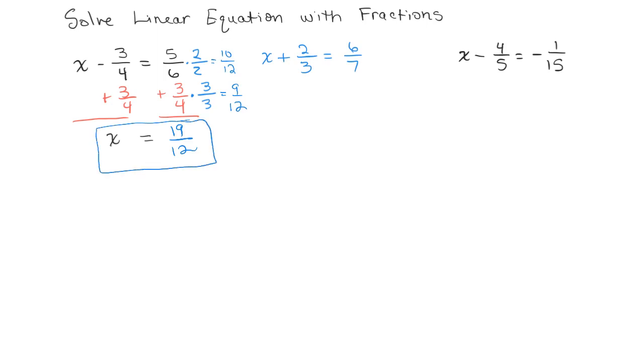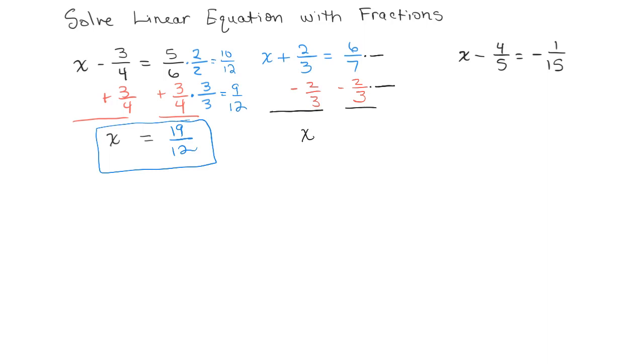All right, let's go on to the next one. Same idea. We've got x plus 2/3 on the left-hand side. So to isolate it, we'll subtract 2/3 from both sides. So let's see. That will give us our x on the left-hand side. We've got 6/7 minus 2/3. Same thing. We need to get a common denominator, which is going to be 21. Now, if you need help figuring out how to get a common denominator, look at videos on finding the least common multiple of two numbers.